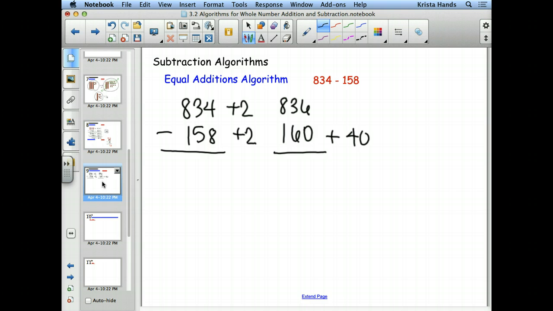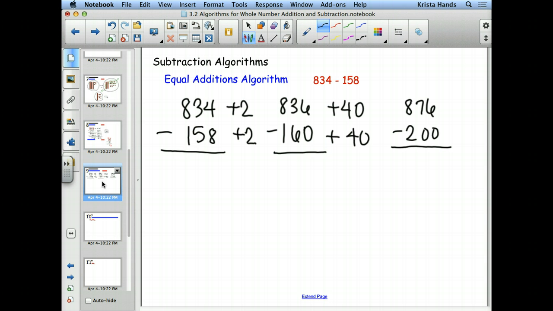40, right? Because if I just add 4, that becomes 164. That's not what I want. I want to add 40 because 160 and 40 is 200. But if I add 40 to the second number, I have to add it to the first number as well. This is still a subtraction problem. So what's 836 plus 40? 876. And what's 160 plus 40? 200. And now I can subtract and I do not have to borrow.